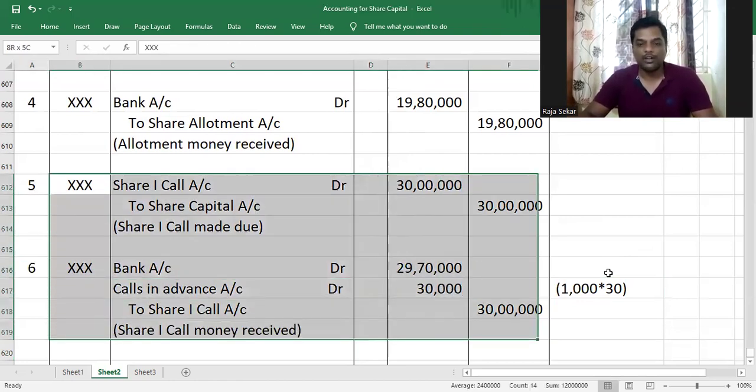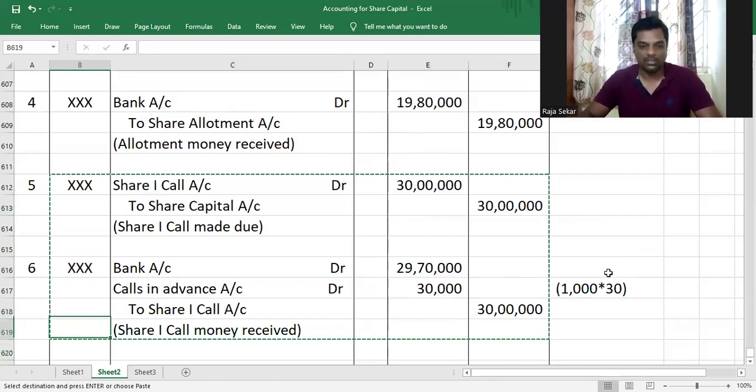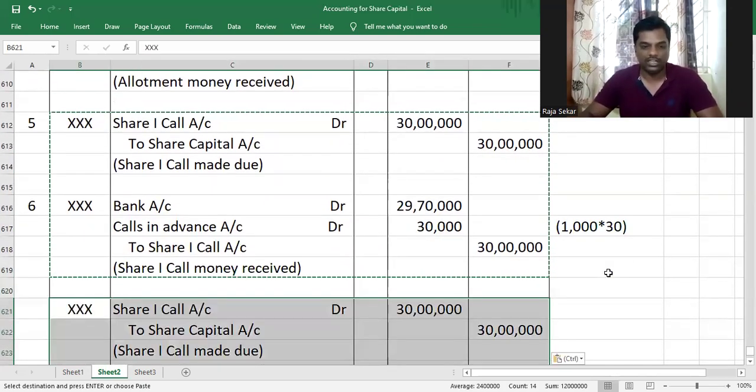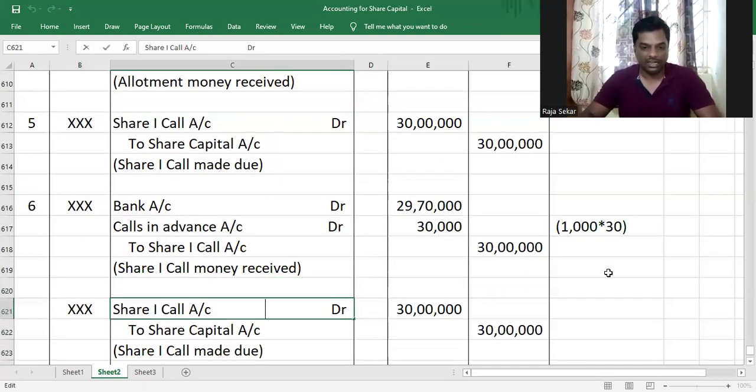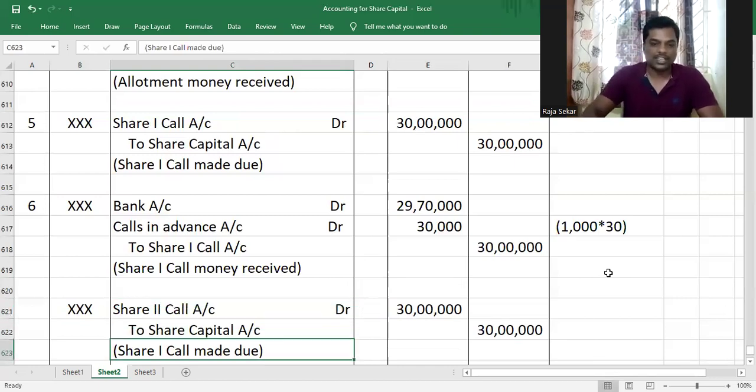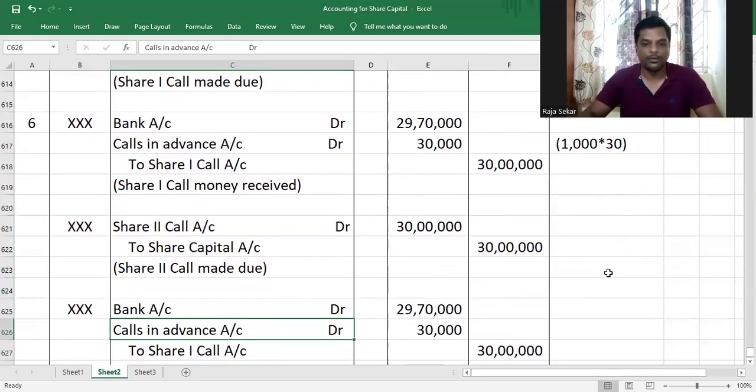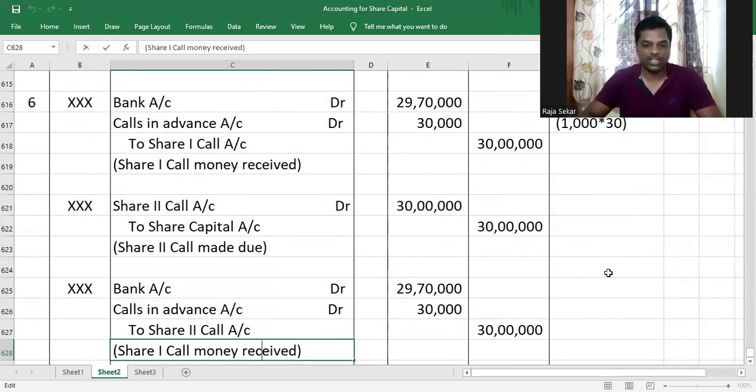Now similarly we'll have to do it for second call also. The numbers will change, the journal entry will also slightly change. We change the journal entry first. Share second call account debit to share capital account. Bank account debit, calls in advance account debit to share second call.